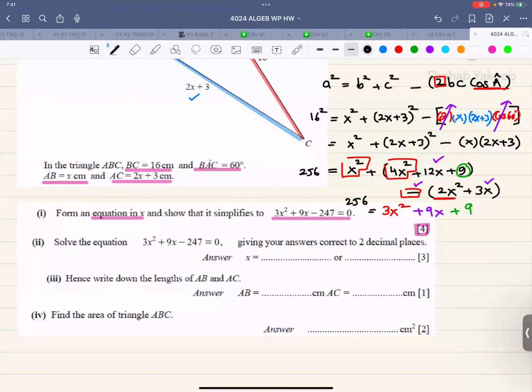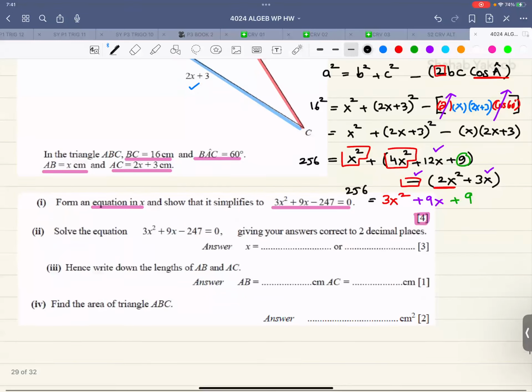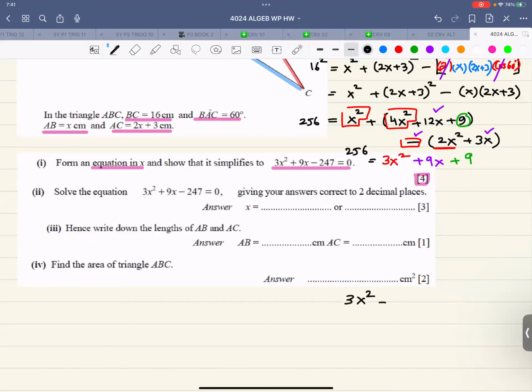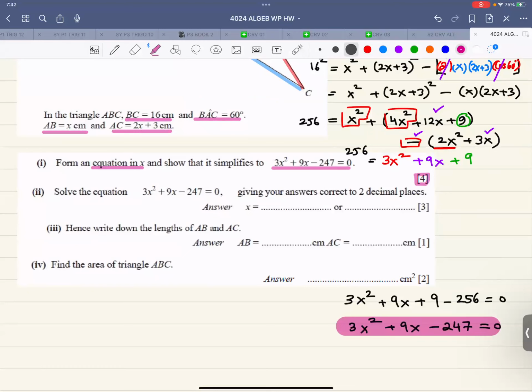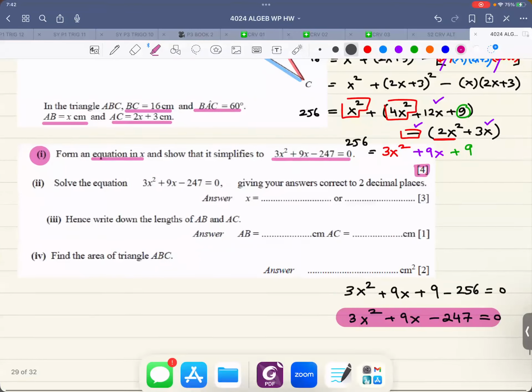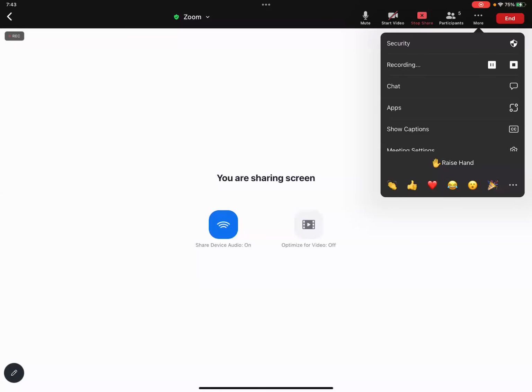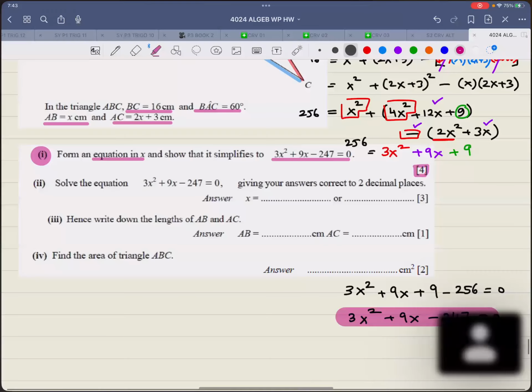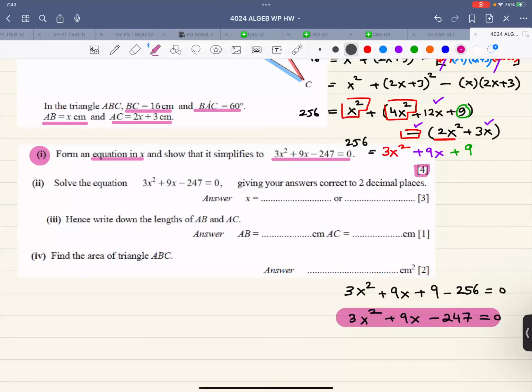Now let's take everything to one side. I'm short of space. 3X squared plus 9X plus 9 minus 256 equals 0. So therefore, 3X squared plus 9X minus 247 equals 0. This is the equation that we are getting. That's the first part. Now, we got the answer for the first part.